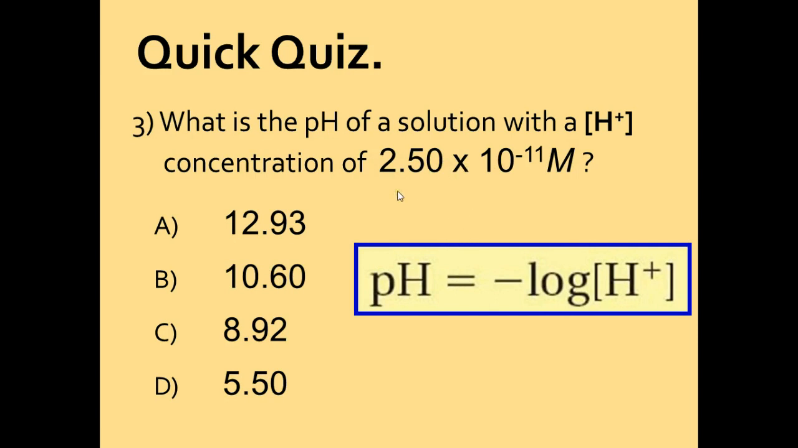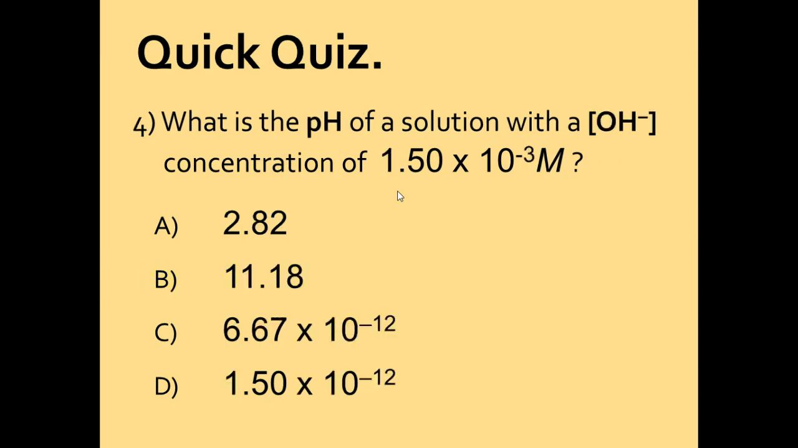So if we do negative log of 2.5 times 10 to the negative 11th, I got 10.6, and the correct answer would be B. That matches it. Then we have one more.